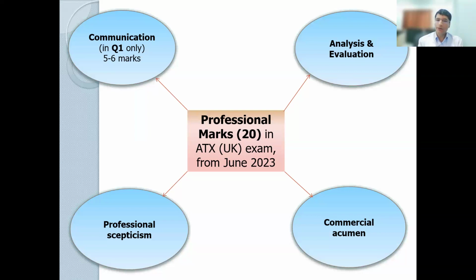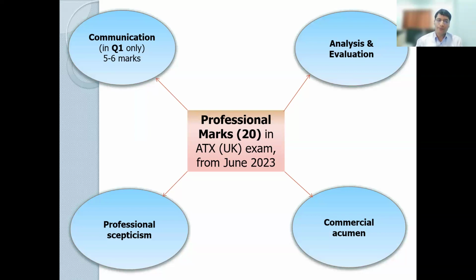As you can see, it's not a tax point, but it's the practical point. It's the business acumen. It's the commercial acumen. Is it going to be applicable in the personal circumstances? Sometimes you can advise something which may not work in real life.